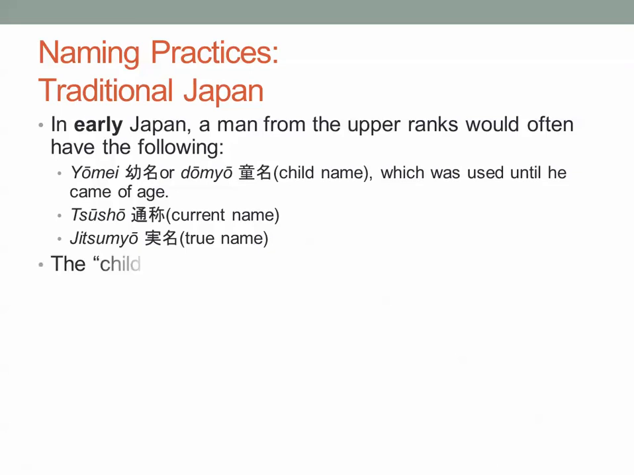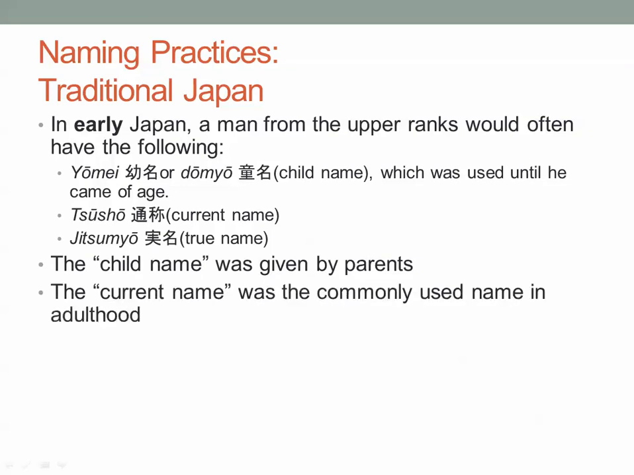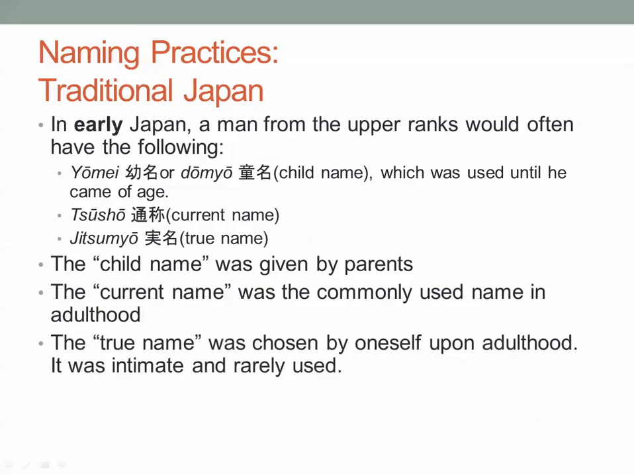Well, the child name is given by the parents. So the child is born, the parents give the child a name. The current name then was the commonly used name in adulthood. Once somebody came of age, then they would be using the current name instead. And the true name was chosen by the person himself upon adulthood. It was considered an intimate name.